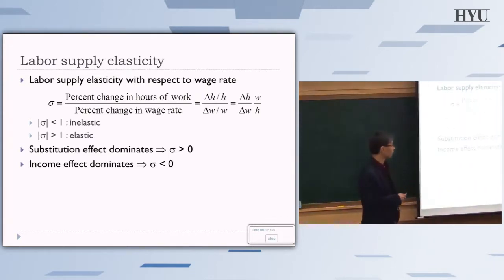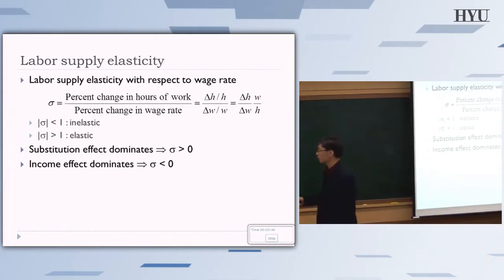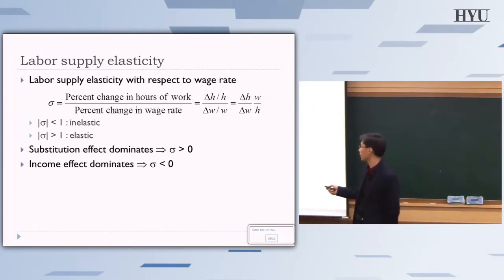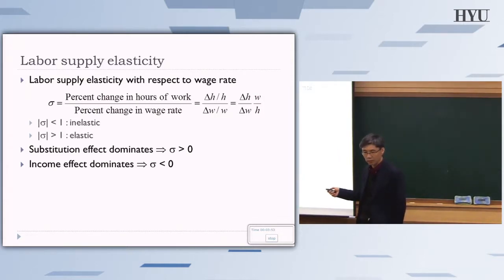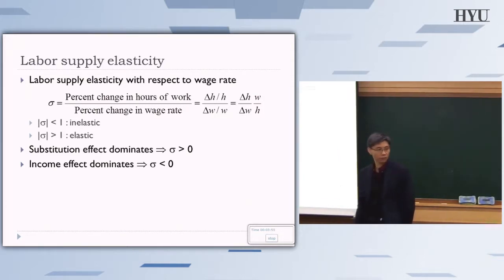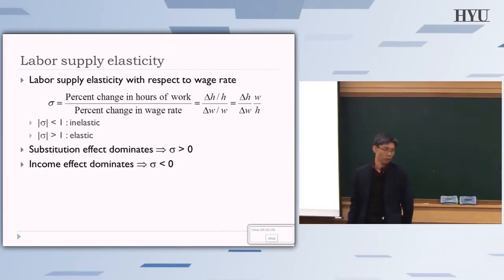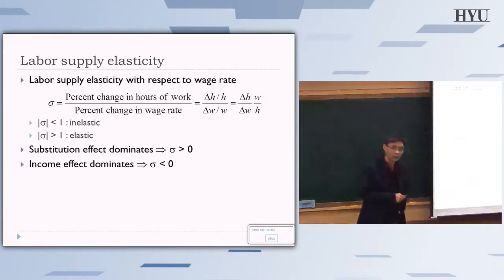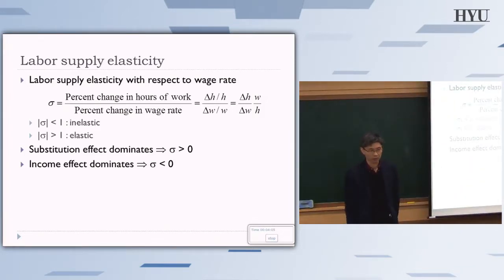As you can see, if the substitution effect dominates the income effect, when wage goes up, the working hours will increase, and when wage goes down, working hours will decrease. So when the substitution effect dominates, the elasticity should be positive. If the income effect dominates, the opposite, the elasticity should be negative. So if we know the elasticity, we can see whether the substitution effect or the income effect is greater. It could be positive or negative.